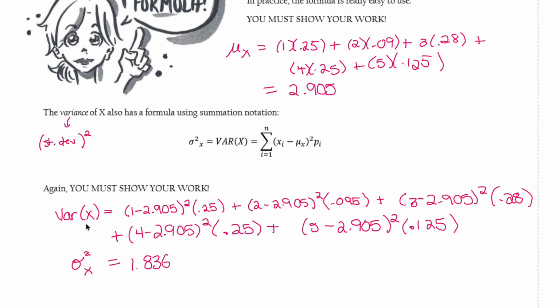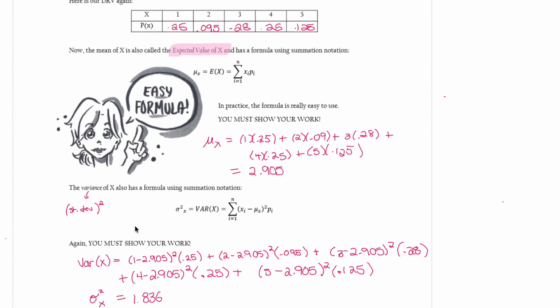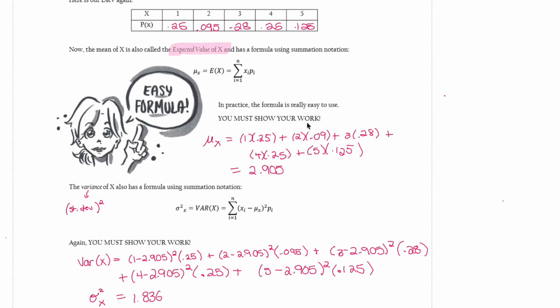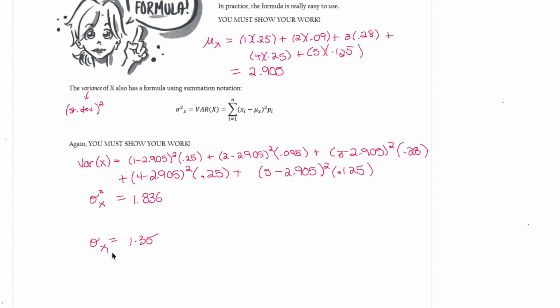So if I ask you to find the variance of x, let me show the whole table right here. You're going to use 1 minus 2.905. Remember that this mu of x, once you calculate it, will always stay the same. So notice every time I use 1, 2, 3, 4, 5 minus the same value, 2.905. You don't have to change that, but remember to square everything times their relative frequency, or relative probability. And then you will get the variance as 1.836. If you want to find the standard deviation, you're just going to take the square root of this, and you will get 1.35.